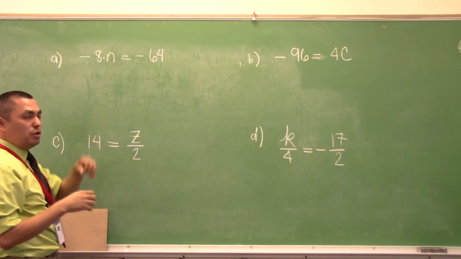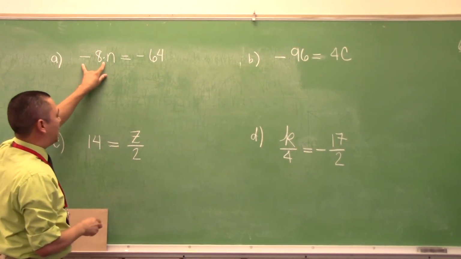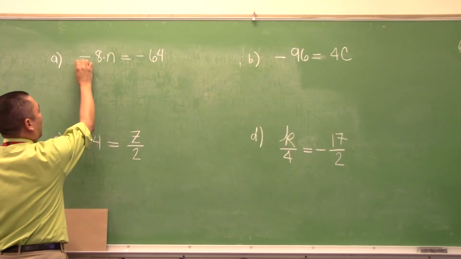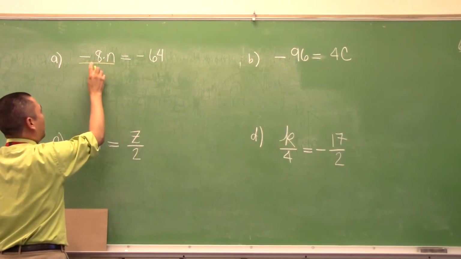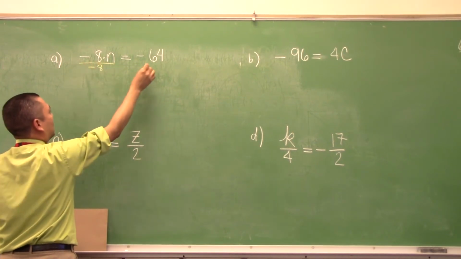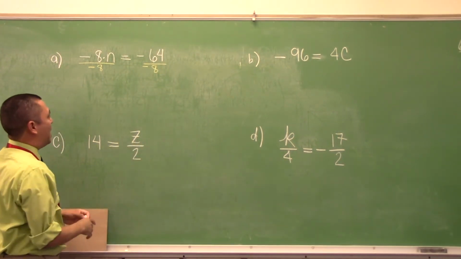In this case, as we saw in the PowerPoint, the operation that is inverse to multiplication is division. So we're going to divide by the same number. What is the number? Negative 8. So we're going to divide both sides of the equation by negative 8.